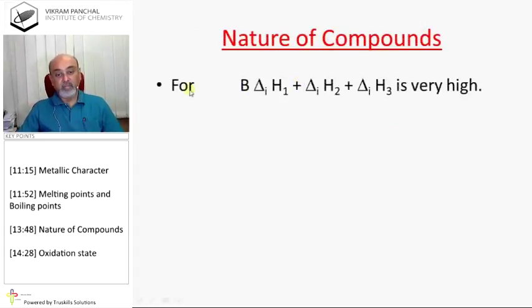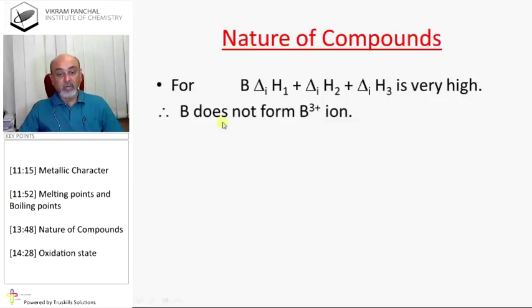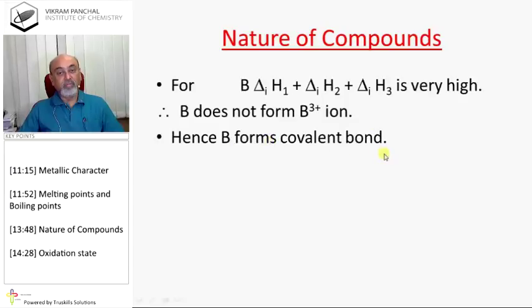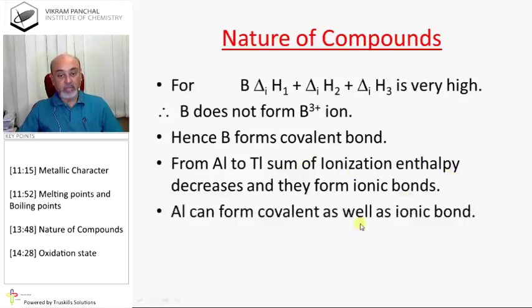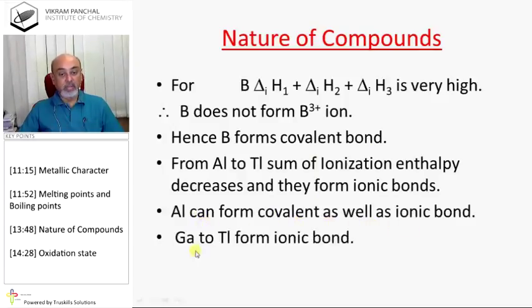Nature of compound. For boron, the first plus second plus third ionization enthalpy is very high, and therefore boron does not form the +3 state. Hence boron forms covalent compounds. From aluminium to thallium, the sum of ionization enthalpies decreases and they form ionic bonds. So aluminium can form covalent as well as ionic bonds. Gallium to thallium form ionic bonds.